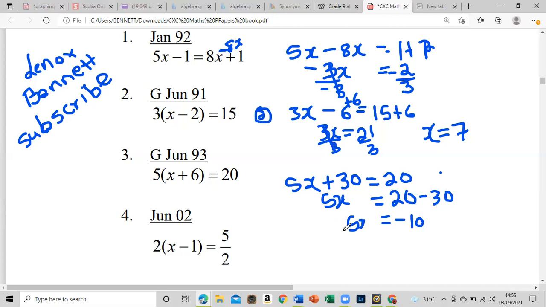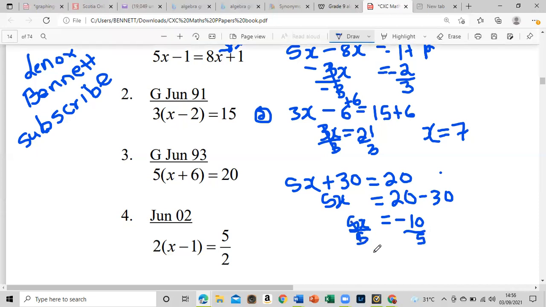And then now we can divide by 5. What we do to one side, we do to both sides, so I want to get x by itself. So x is equal to negative 2. So the value of x is negative 2.